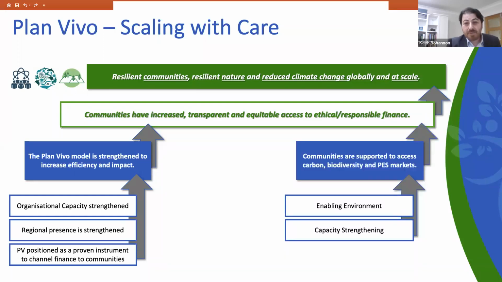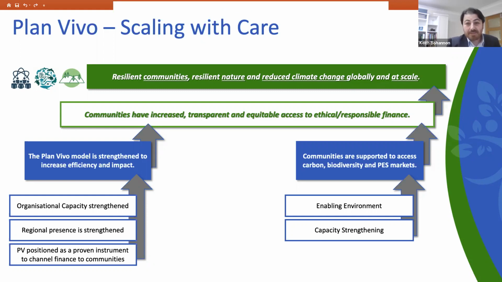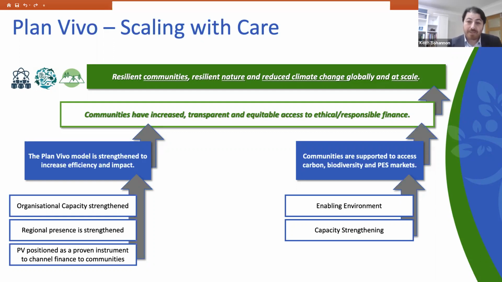Secondly, is directly supporting those communities to access the markets. And as a standard, we are not directly involved in project development, but we are very keen to build capacity with project developers and communities to enable them to access the market. So we're working very hard on that. We're also working very hard on creating an enabling environment where those projects can get the support and the services they need to develop successful projects.